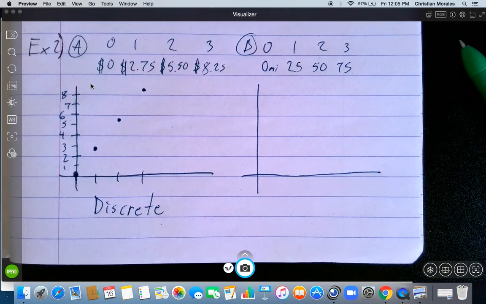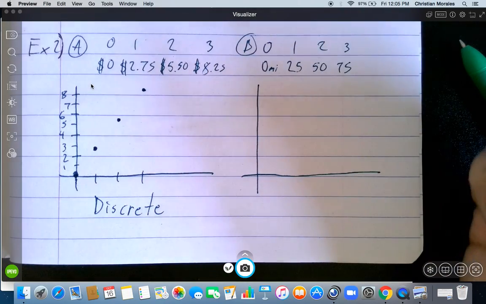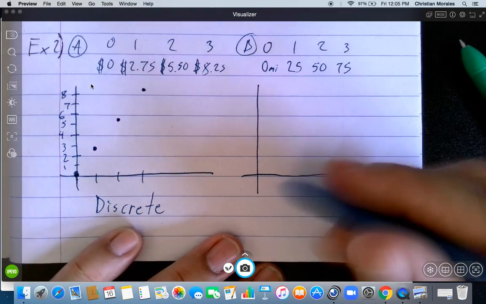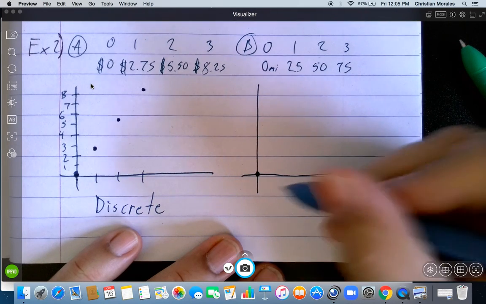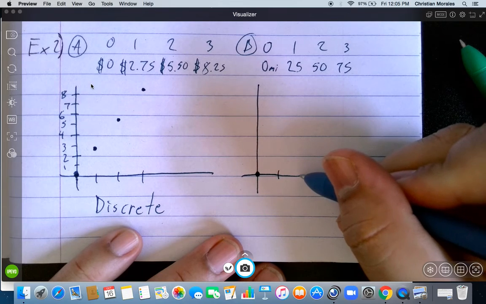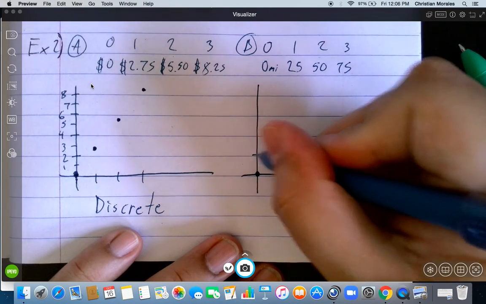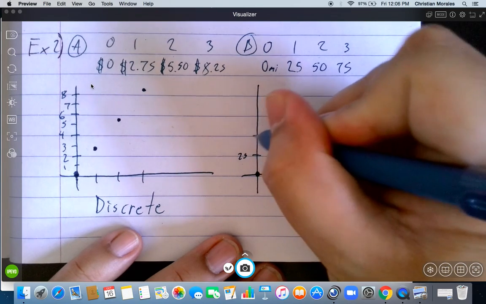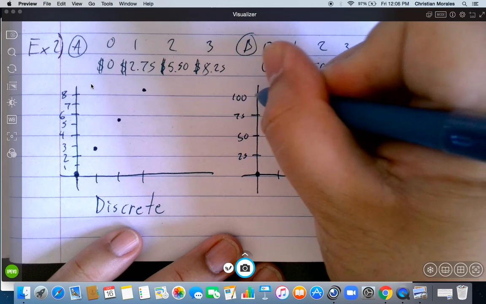Discrete graphs have points that don't connect because it wouldn't make sense. You couldn't have a half game. All right. Here, if you're going to drive 0 miles, you need 0 gas. But if you have 1 gallon of gas, 2 gallons of gas, 3 gallons of gas, how far can you go? Well, let's count this one by 25. 25, 50, 75, 100. Okay.